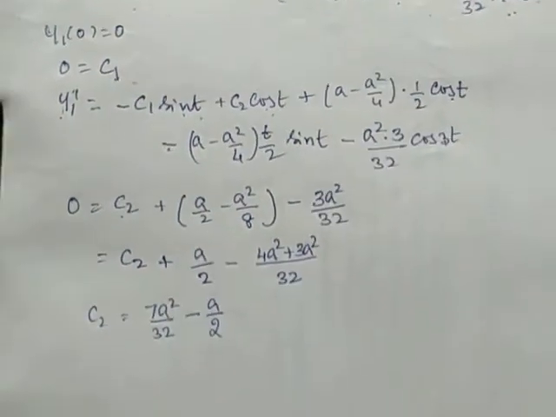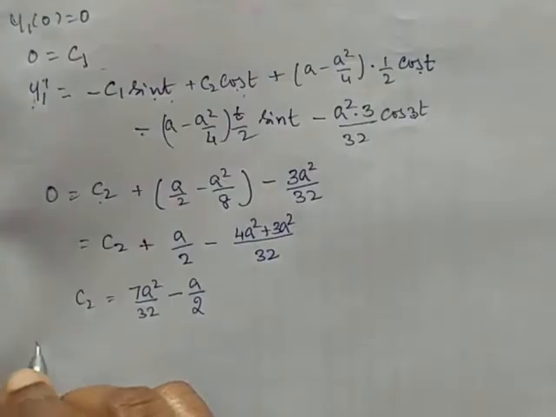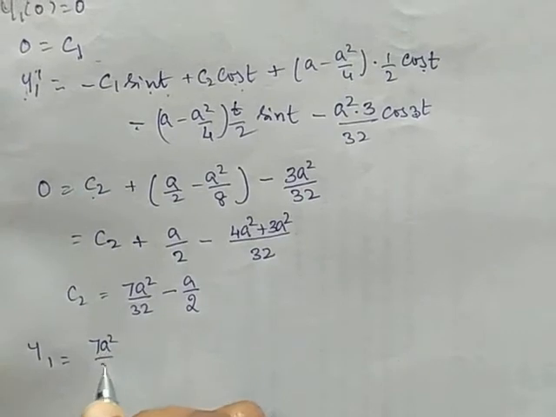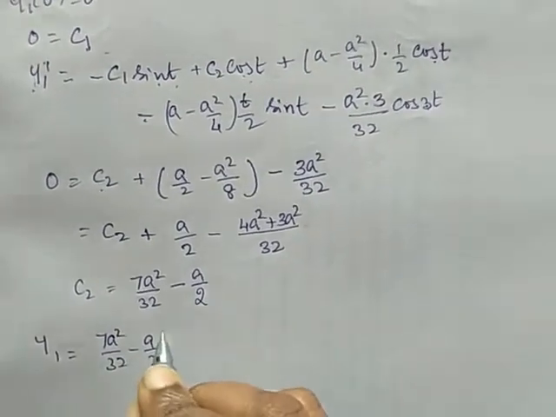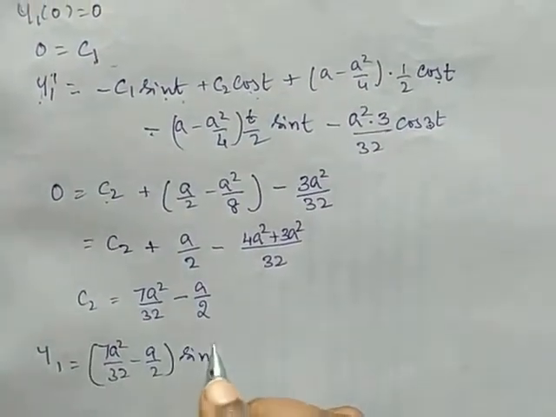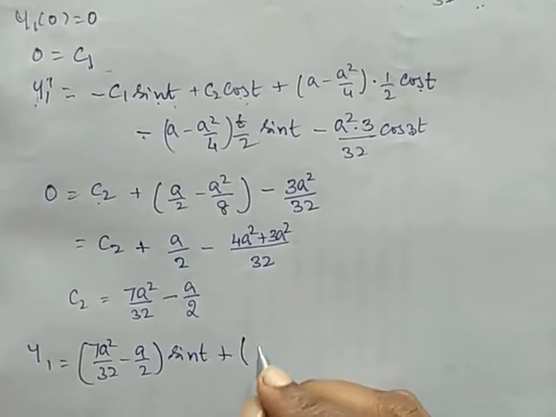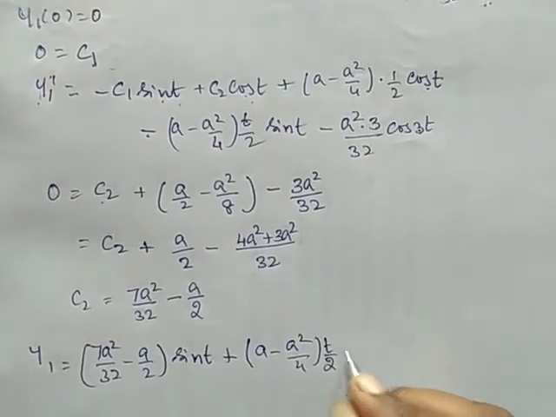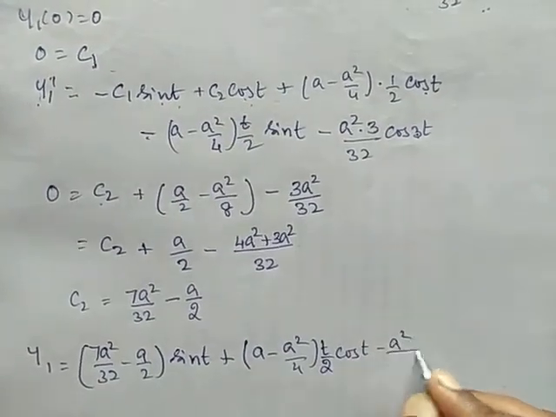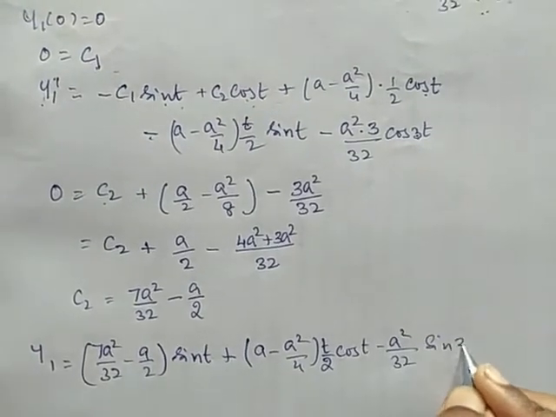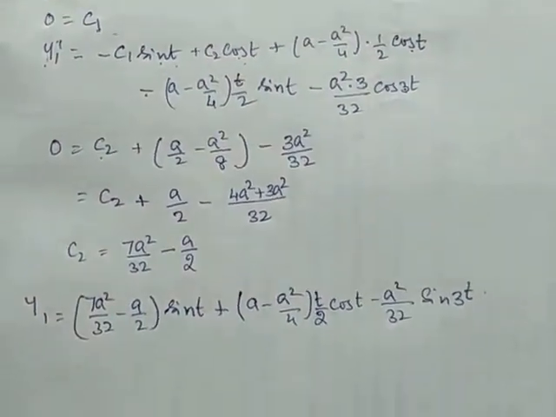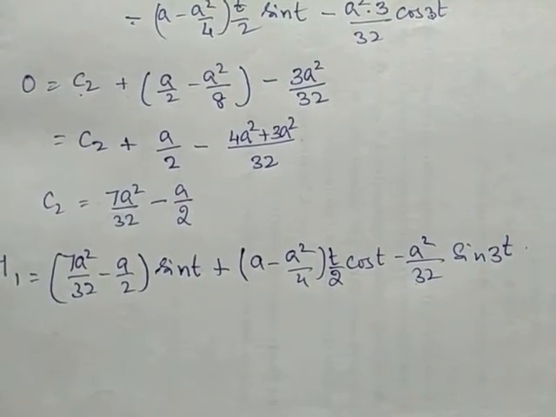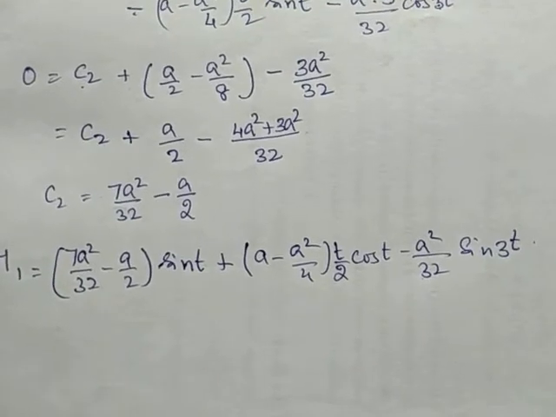So substituting in the equation, we have y1 is equal to c1 is 0, 7a squared by 32 minus a by 2 into sin t plus a minus a squared by 4 t by 2 cos t minus a squared by 32 sin 3t. So this is our solution. Now we have to substitute all the values in the perturbation expansion.